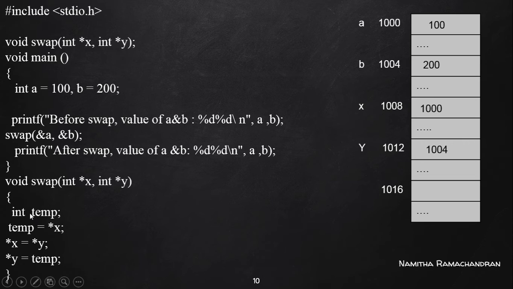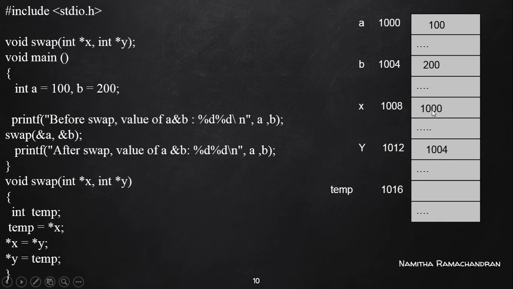After that we need to declare one local variable here, temp. Suppose temp is pointing to this particular location, and temp is initialized with star x. What is the meaning of this star x? x is a pointer type variable and x is pointing to this particular address location 1008, where the value of another variable, or the address of another variable, is available.